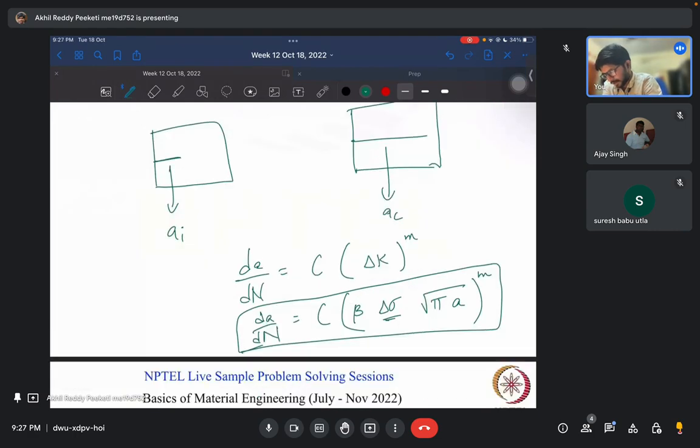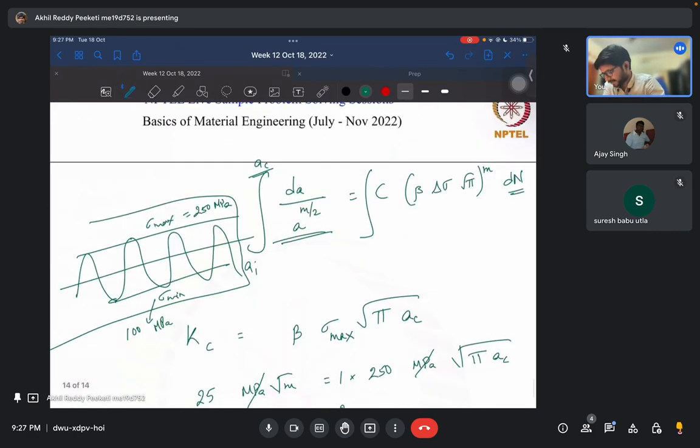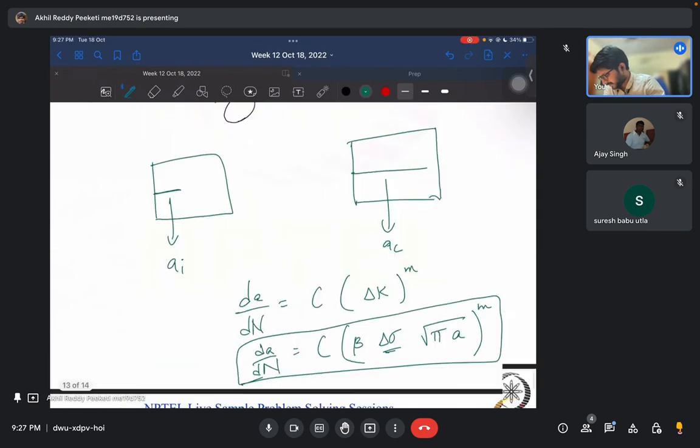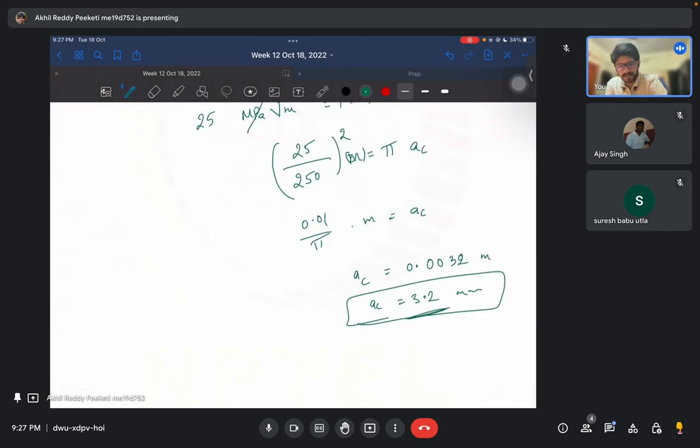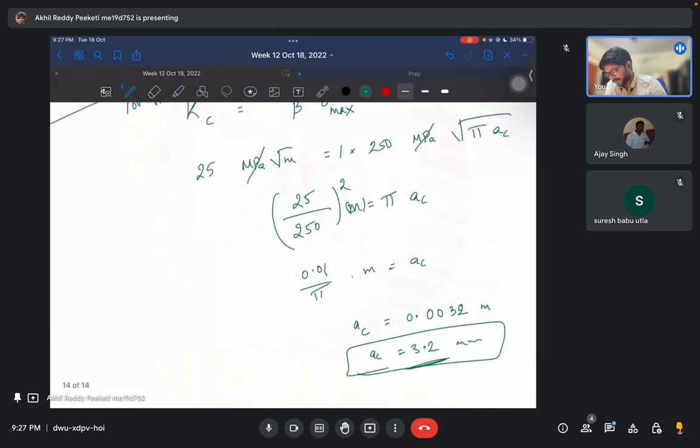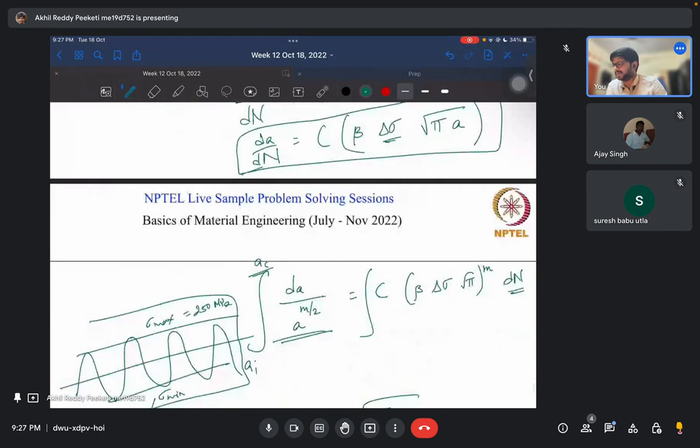Now we got the critical crack length. We know the initial crack length is given as 0.6 mm, and the critical crack length is 3.2 mm. If the crack length reaches this, it has failed. So in between, how many cycles do we need? That is the question. So let's do this.